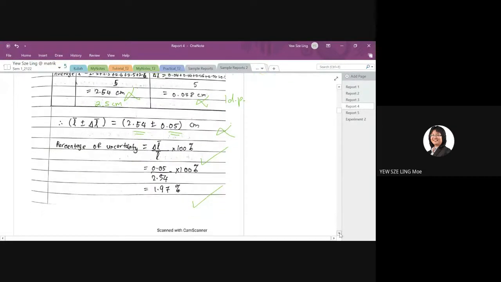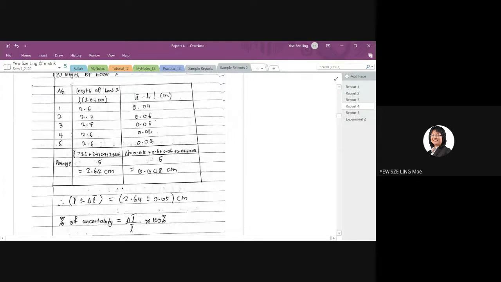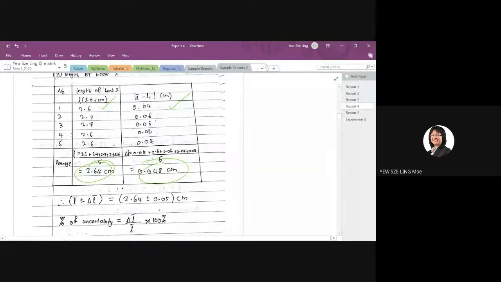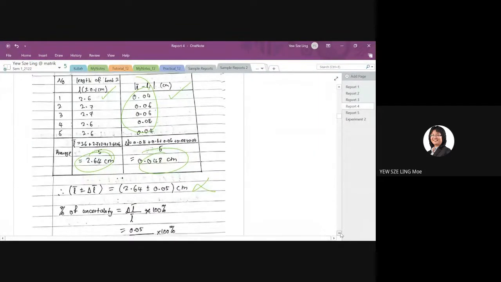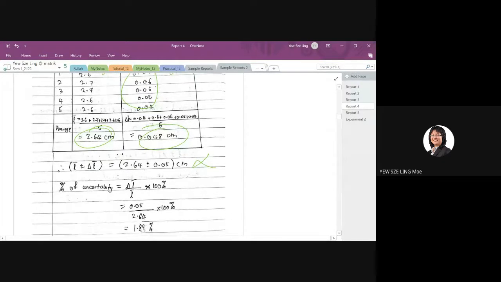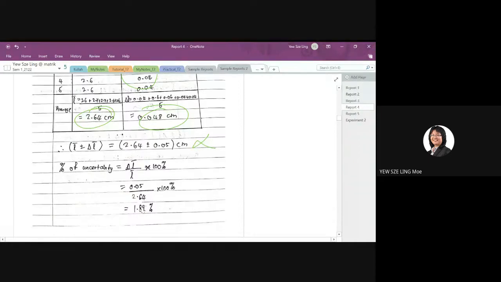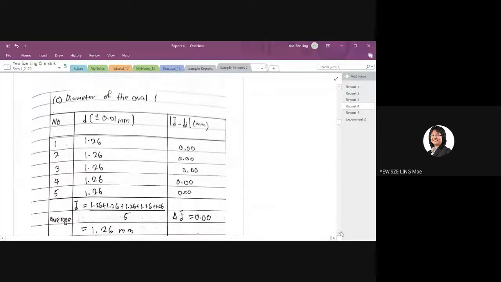Okay, let's look at the second table, same mistake, all right? The header is fine, you got a correct header, but this one is wrong, this one is wrong, this one is wrong. So the result here is also wrong. The result must be correct, okay? And the percentage of uncertainty is fine. Okay, let's look at the next table.